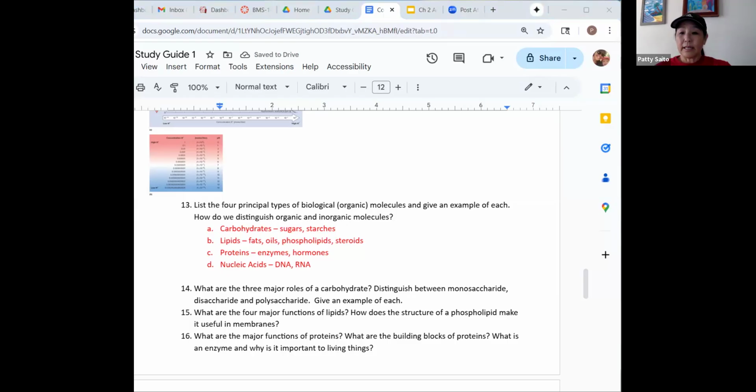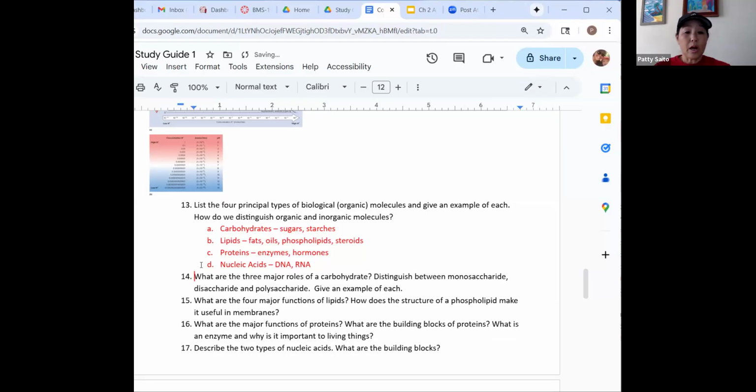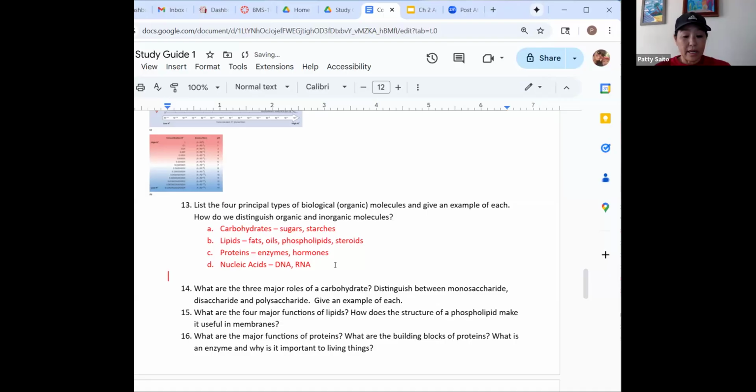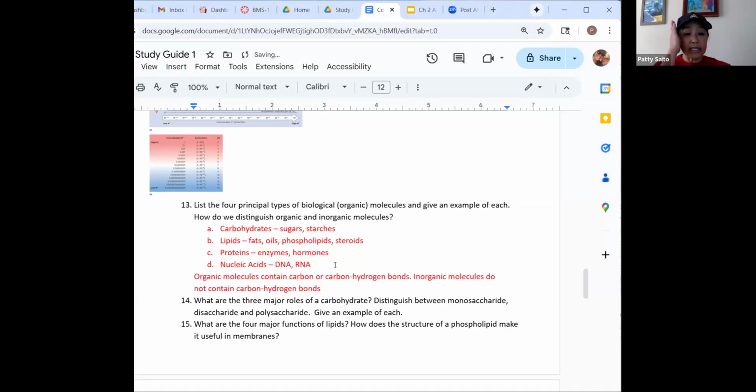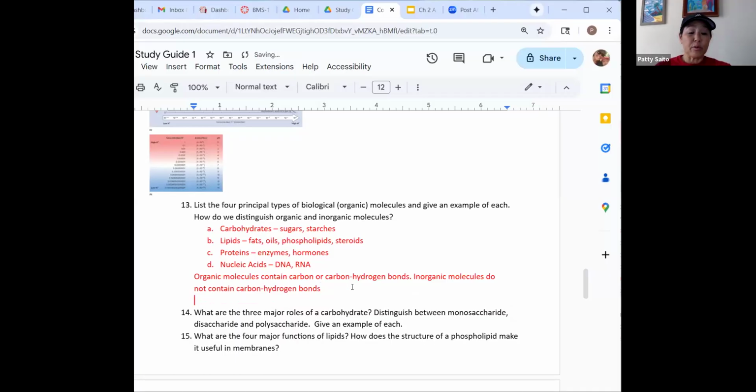How do we distinguish organic versus inorganic? I've already mentioned that organic refers to carbon containing. If it doesn't contain carbon, then we can call it an inorganic molecule. When you take chemistry, you can take organic chemistry or inorganic chemistry. Inorganic would be things that don't have carbon in it.